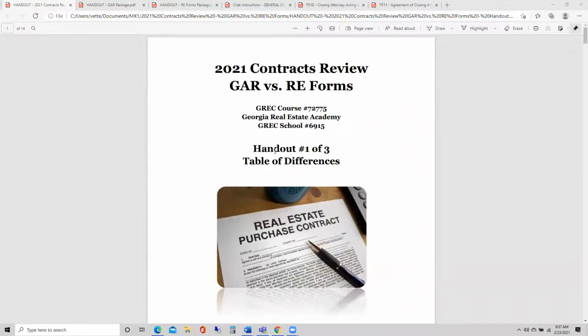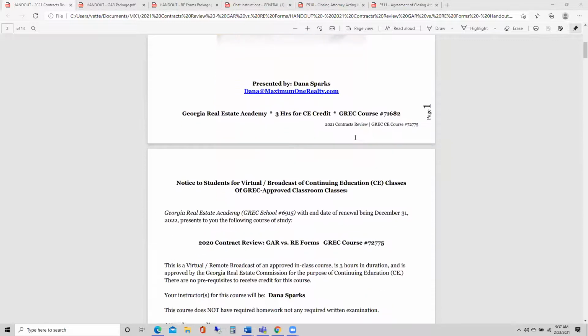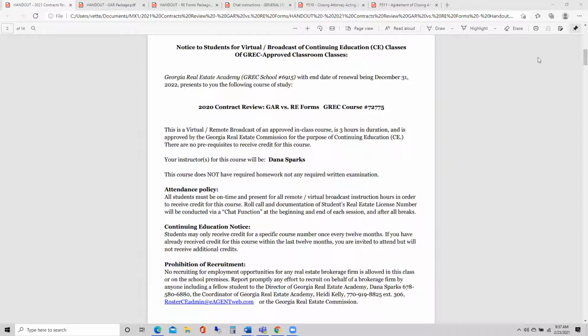Let me read the notice to students and then I will show you guys how we're going to do this. 2021 Contracts Review, GAR versus RE Forms. Notice to students for the virtual broadcast of a continuing education class of a GREC-approved classroom class. The Georgia Real Estate Academy, school number 6915, with the end date of renewal being December 31st, 2022, presents to you the following course of study. Should be 2021.